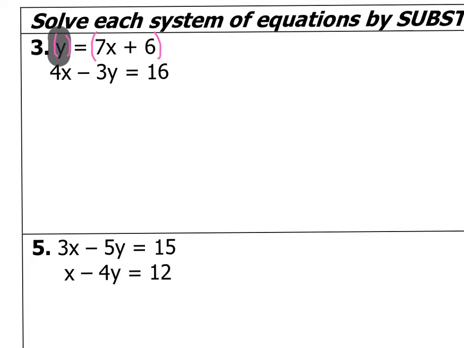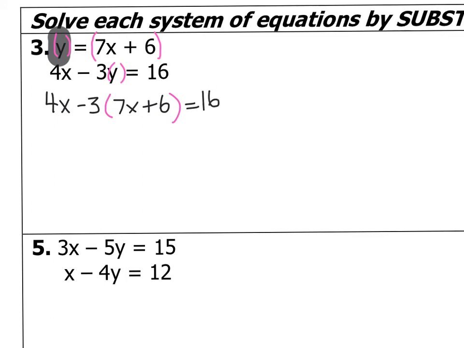I'm going to go down and find my y in the second equation. There it is. I'm going to put parentheses around it. And I'm going to rewrite the second equation. The only thing I'm going to change is that instead of writing a y, I'm going to write the stuff that's equal to it. I'm going to write 7x plus 6. So here we go. Let's rewrite 4x minus 3. None of that changes. Now I'm taking the y out and I'm replacing it with 7x plus 6. Then I have to finish with equals 16.